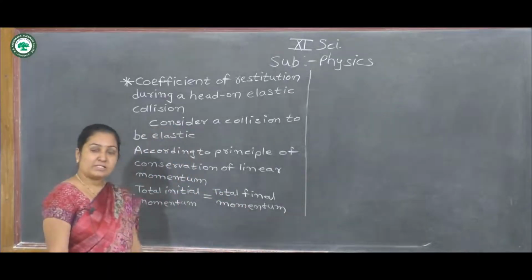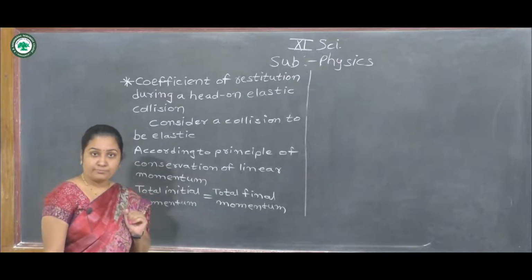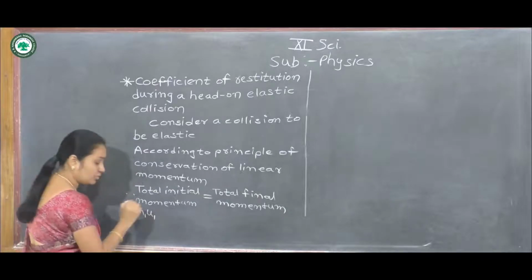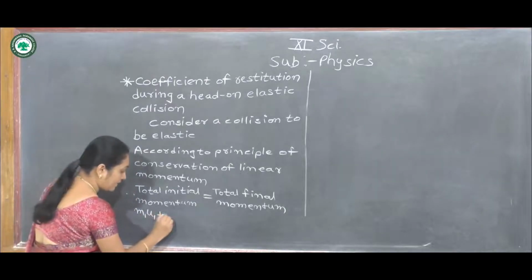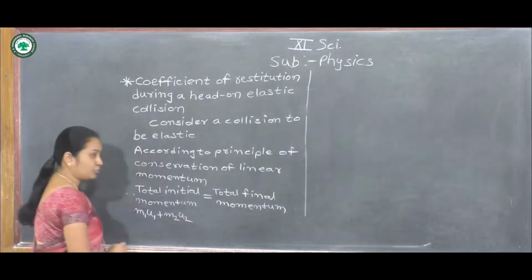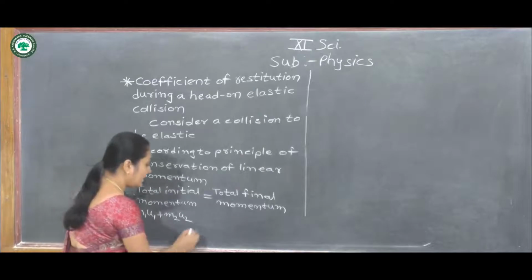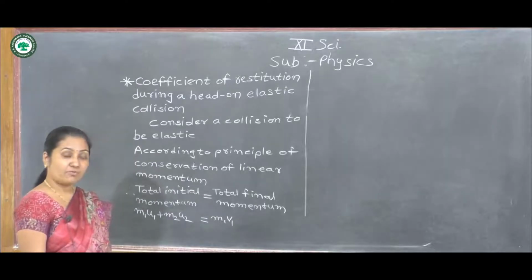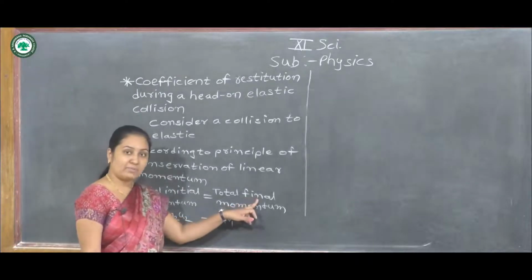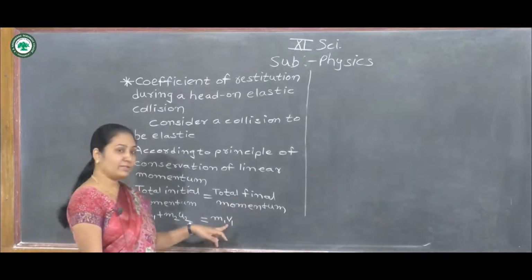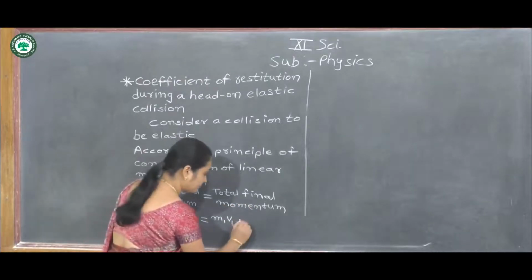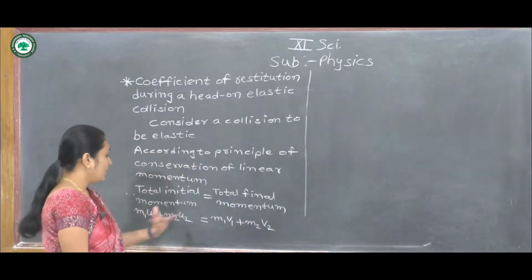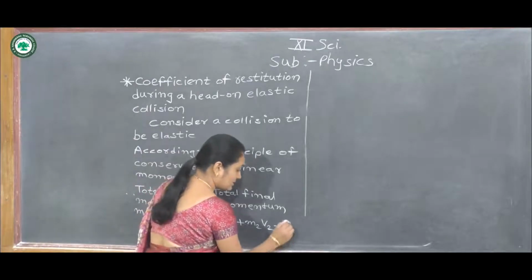So here initial velocity is denoted as u. So we can write the total initial momentum m1 u1 for first object plus m2 u2 for second object, and it is equal to m1 v1 for first object. Now here final momentum, so we are considering the final velocity, plus m2 v2. Now suppose we have said that this is equation 1.